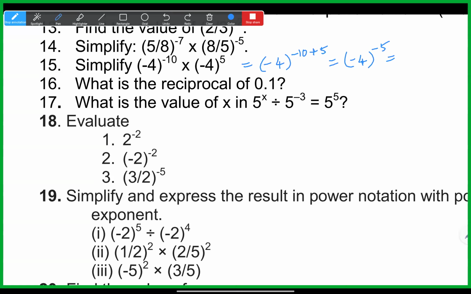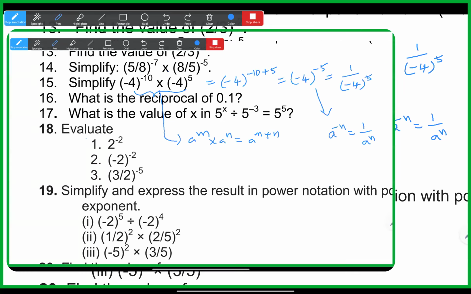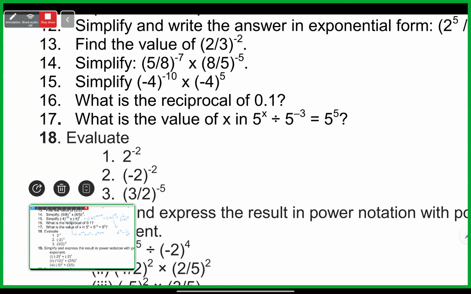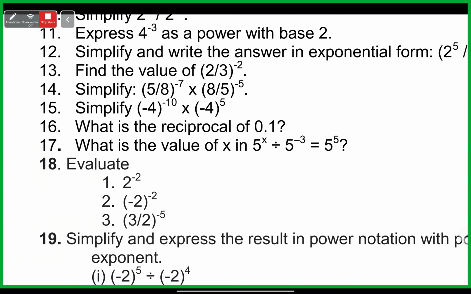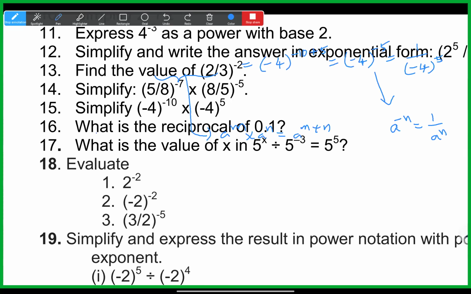Sir, can we write 1 by minus 4 whole power 5? Yes, Ishwa, that is correct. So in the starting step we used a power m into a power n is equal to a power m plus n, and in the ending step we used a power minus n is equal to 1 by a power n. Since power 5 is bigger, we can leave it like that, not a problem. Yes, sir, 1 by minus 4 power 5.